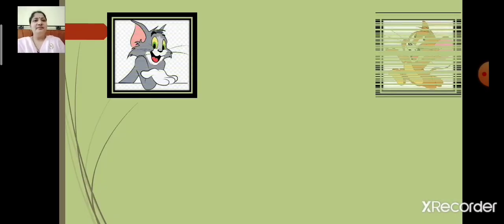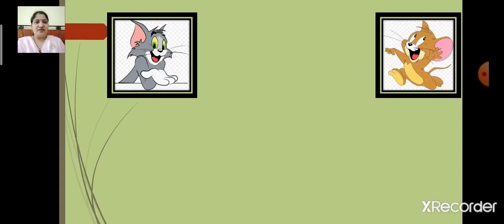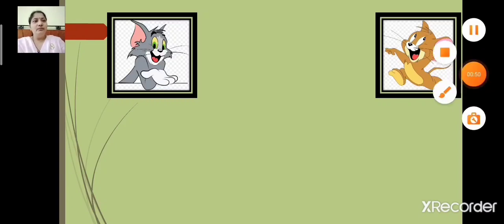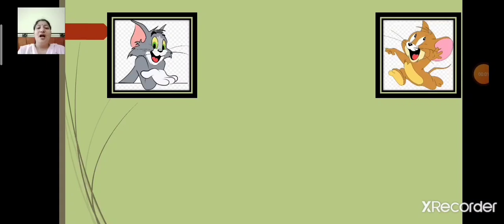Now children, look at these two pictures. One picture is of Tom and the other picture is of Jerry. Now children, I have these two pictures. Okay? Now, I want to join these two pictures. So children, my question is, what will I use to join these two pictures? Which thing will I use to join these two pictures? Think.